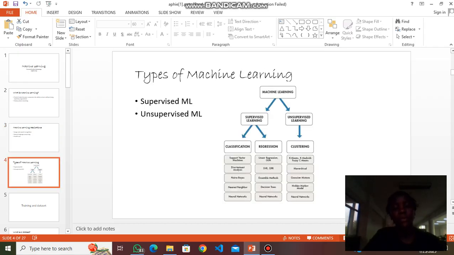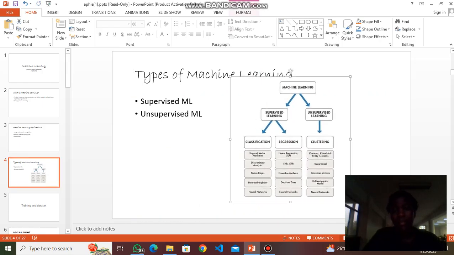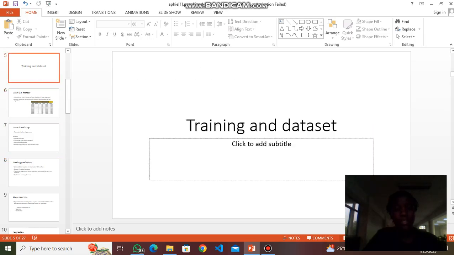Then the types of machine learning, we have supervised machine learning and unsupervised machine learning. I try to give a diagram here to explain more, and these are the types of machine learning. Supervised goes through categories like classification and regression, then unsupervised learning through clustering, just like you see in the procedure.